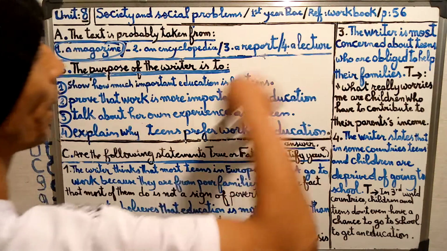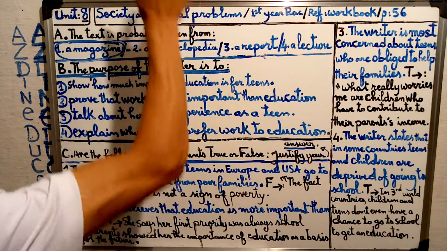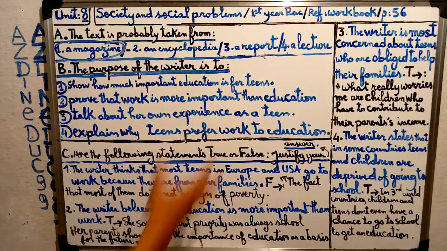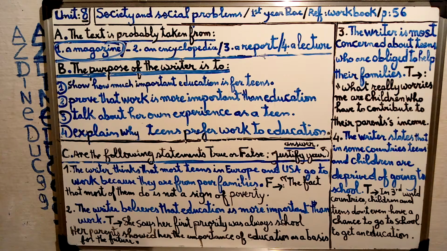Okay, number four, we have the last choice. Number two, an encyclopedia, doesn't fit here, nor does a report when it concerns a lecture. So a lecture is muhadara. A lecture is a talk that a person gives to a group of people or to a certain person to teach them something about a subject. For example, in university courses, they give you lectures, especially in branches like Islamic studies, Arabic literature, linguistics, and science, especially biology, physics. So you can see these lectures given by the teacher.